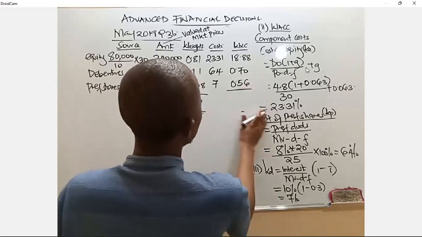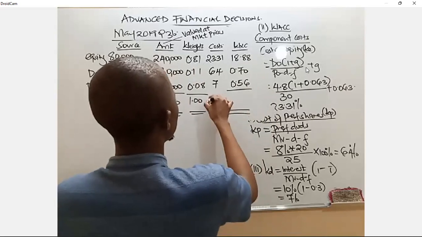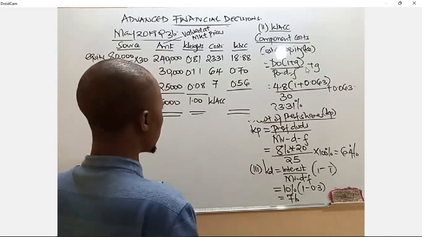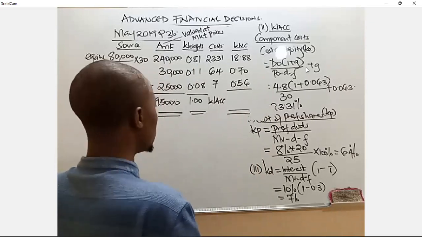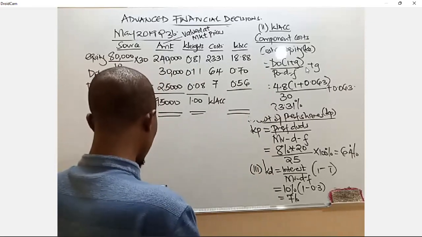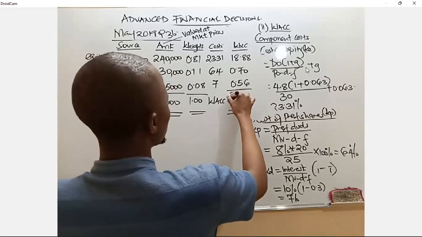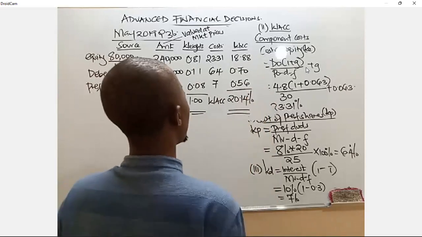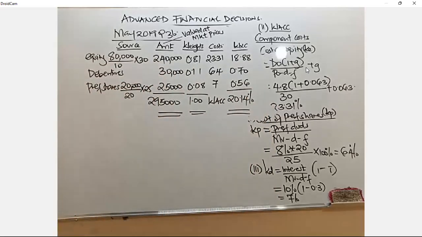What will be our WACC here? What is our WACC? It will be 0.56 plus 0.70 plus 18.88. This translates to 20.14%. Any question to that point?